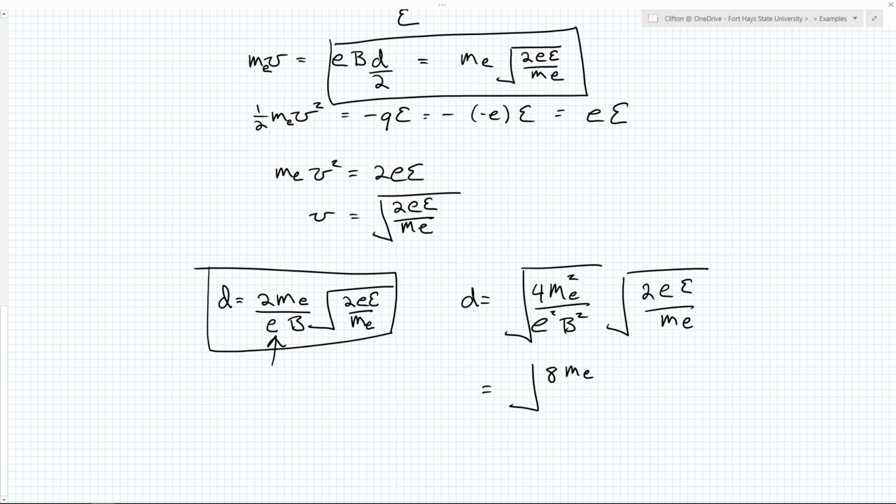And then I've got, let's see, I've got a charge squared in the denominator, so I'll have 1 little e there. And then I've got magnetic field strength squared in the denominator, and I've got the potential difference between the plates of the capacitor in the numerator. And there you have it. That's the diameter of the circular motion that's shown in the figure.